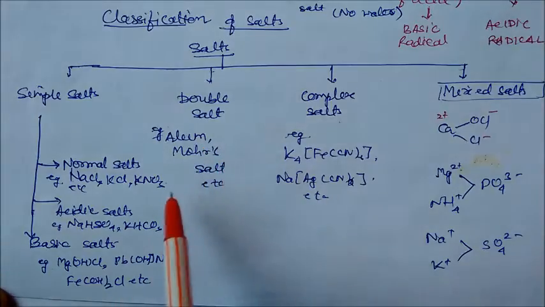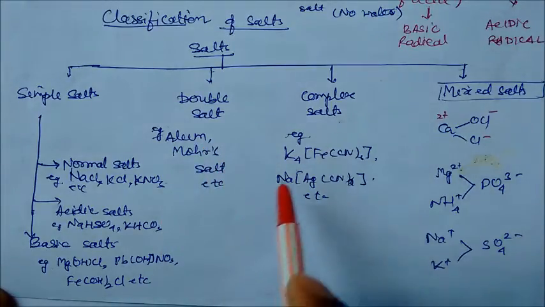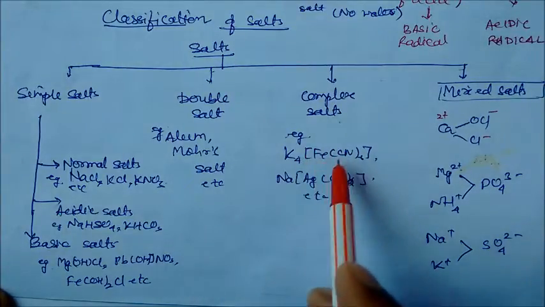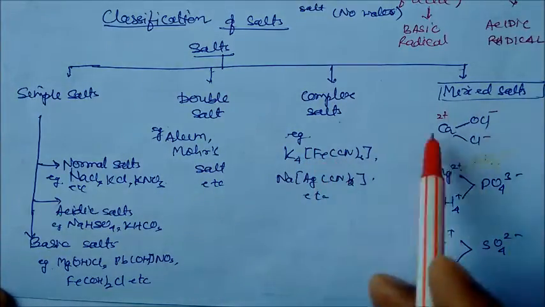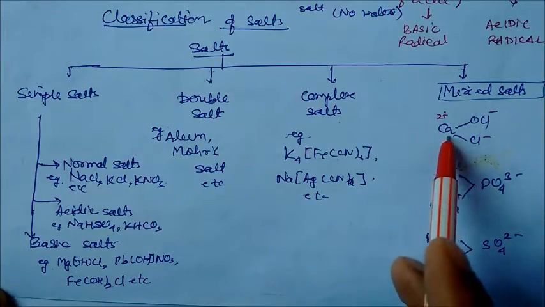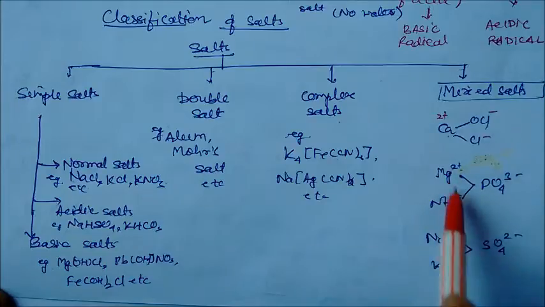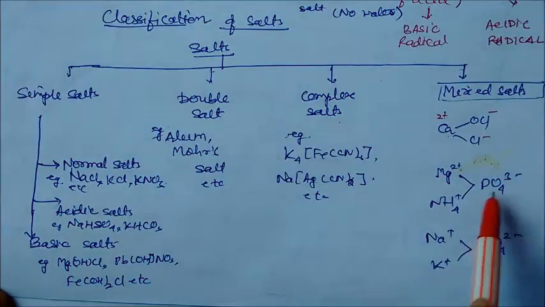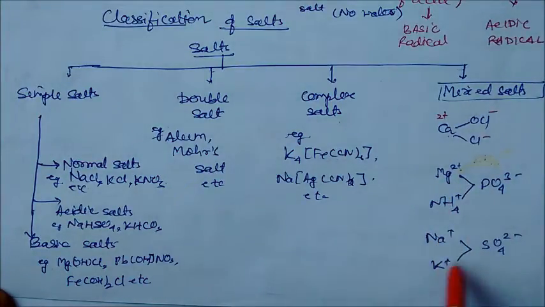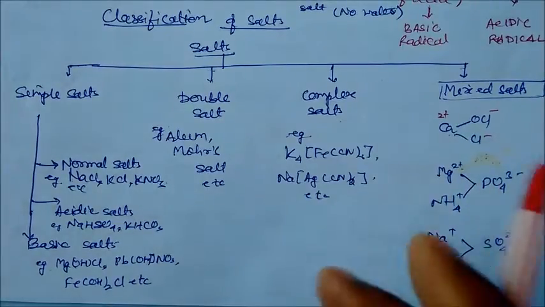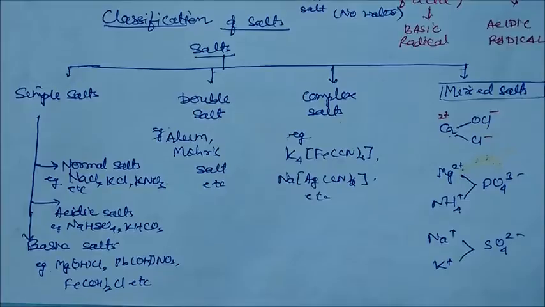In double salt: alum, Mohr salt. Complex salt: K4[Fe(CN)6]. You can see here a square bracket. If anything is written in a square bracket, those are complex salts. Mixed salt like CaOCl, which means one positive charge and 2 negative charges. This is one compound. Here 2 plus 1, 3 positive charges: magnesium is dipositive, plus ammonium. So magnesium ammonium phosphate, sodium potassium sulfate. This type of salt is called mixed salt. We will see their definitions one by one.